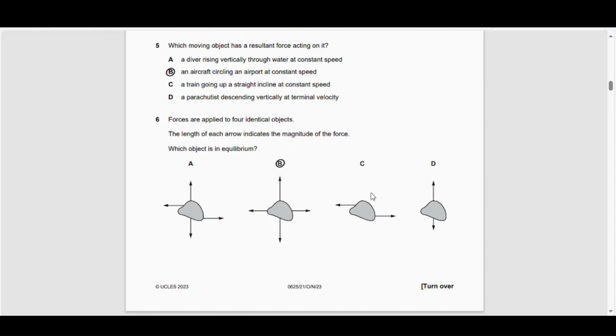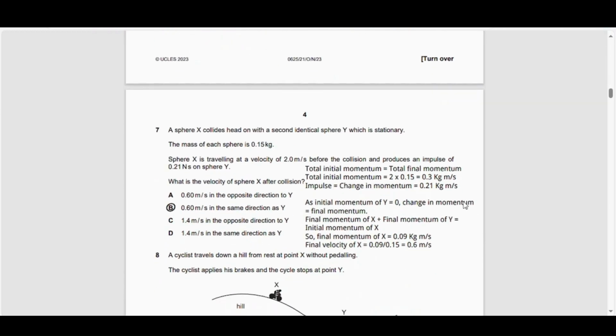But if we quickly just check C and D, in the case of C, there are 2 arrows. Although they are of equal magnitude and in opposite directions, they will produce a turning effect. So there's going to be an anti-clockwise movement. And in the case of D, we can see that the arrow towards the top is greater in size than the arrow towards the bottom, suggesting that there will be a net force upwards. So B is the right answer there.